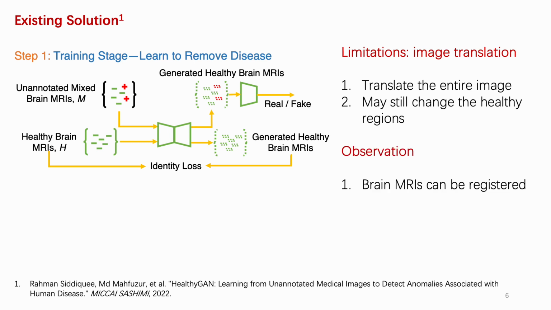For our applications on brain MRI, we observe that the brain MRIs can be registered. Therefore, we can avoid the cycle consistency loss required for unpaired image-to-image translation and predict only the voxel changes that are required to make the input brain look healthy. So, our first major contribution is improved image-to-image translation.